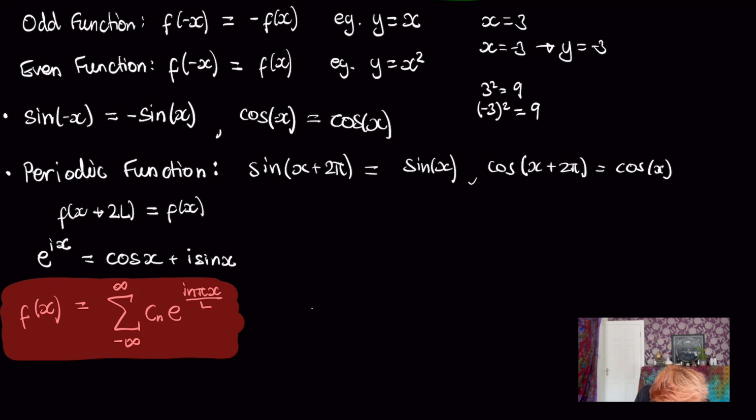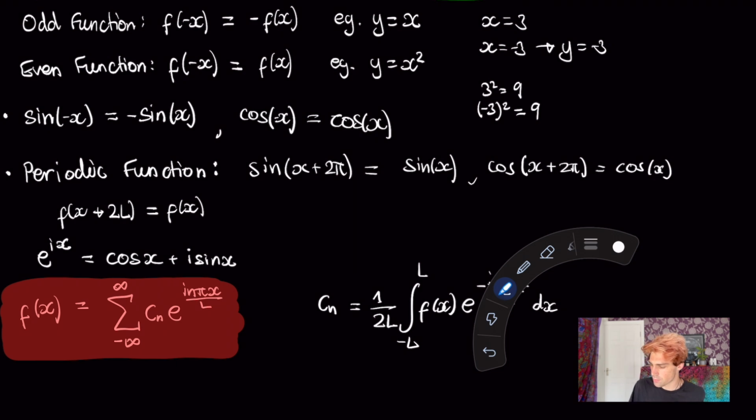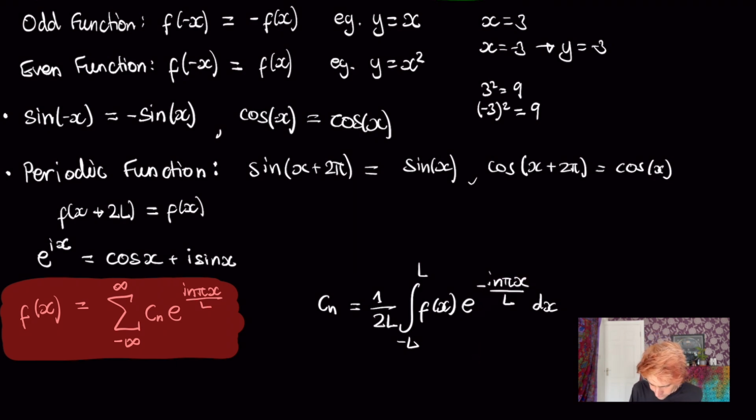So let's just go ahead and, for completeness, I'll write out what Cn is in case we're a little bit vague on that. This is equal to 1 over 2L multiplied by the integral of f of x between minus L and L, I should say, times e to the minus i n pi x over L with respect to x. And essentially you can think of that as the product of f of x, the overlap of f of x with this exponential term right here.